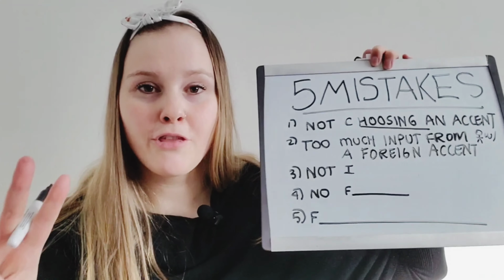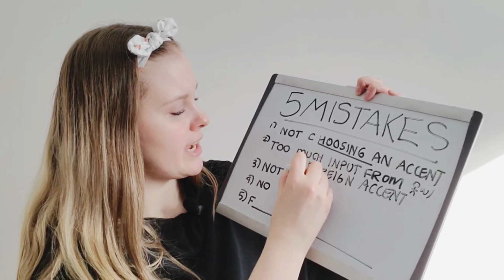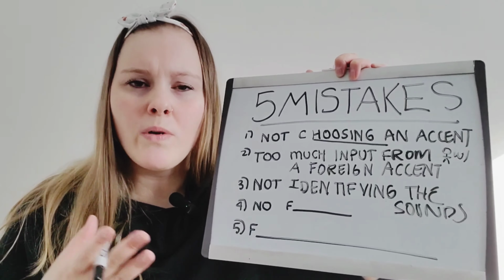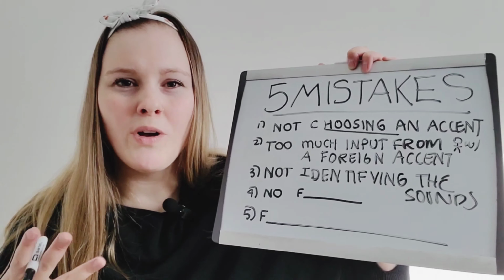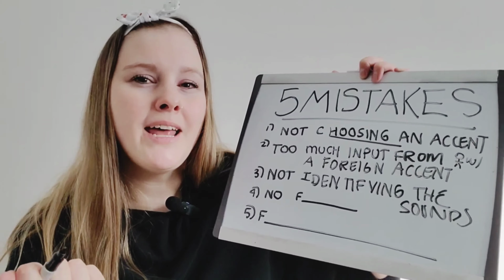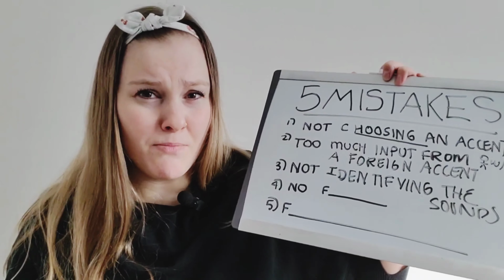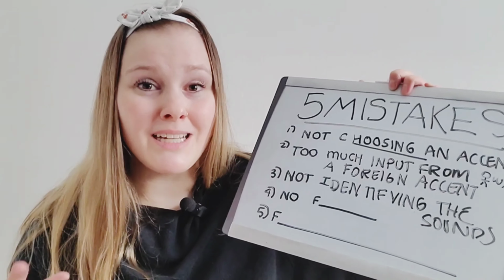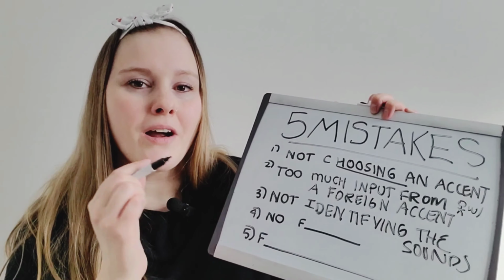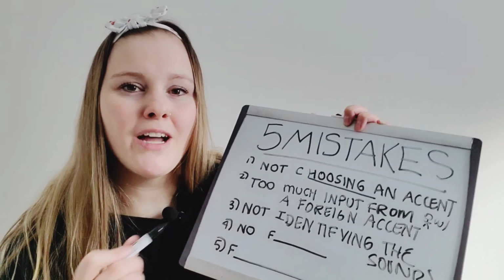The third mistake is not identifying the sounds that you mispronounce. So if you don't know which sounds you mispronounce or which sounds are difficult for people who speak the same native language as you, then you might not be making any progress, and if you do, it would be really slow. So if you really want to effectively improve your American accent, you will want to identify which sounds are difficult for you and identify which sounds you pronounce that don't sound like you're an American.